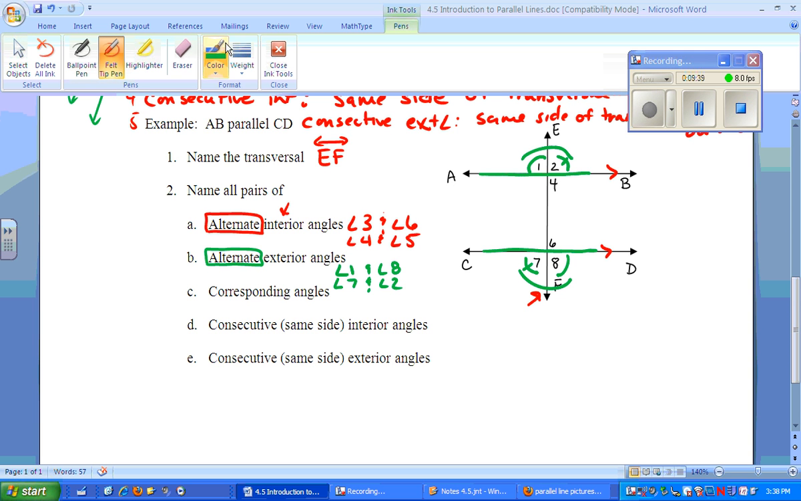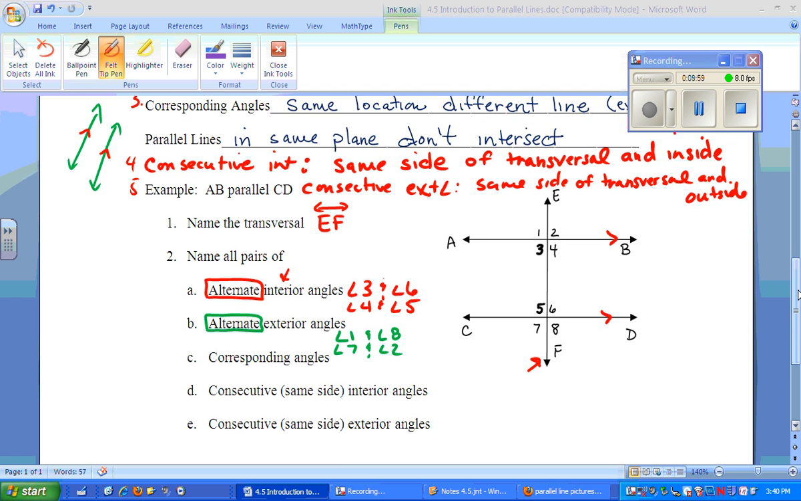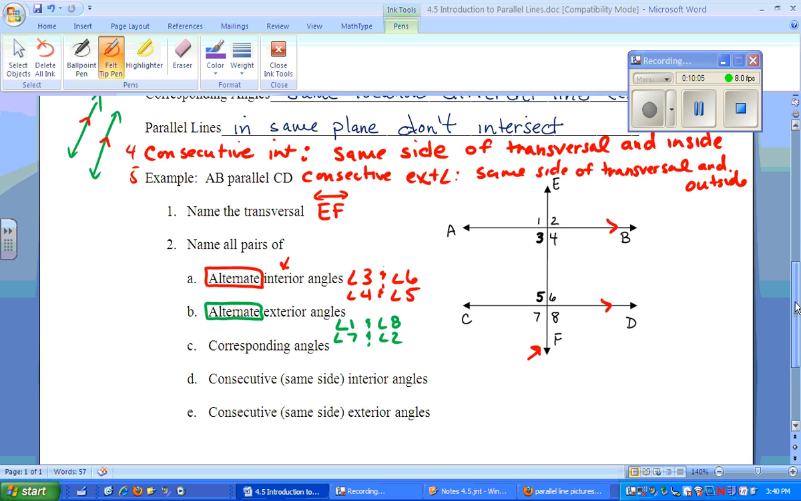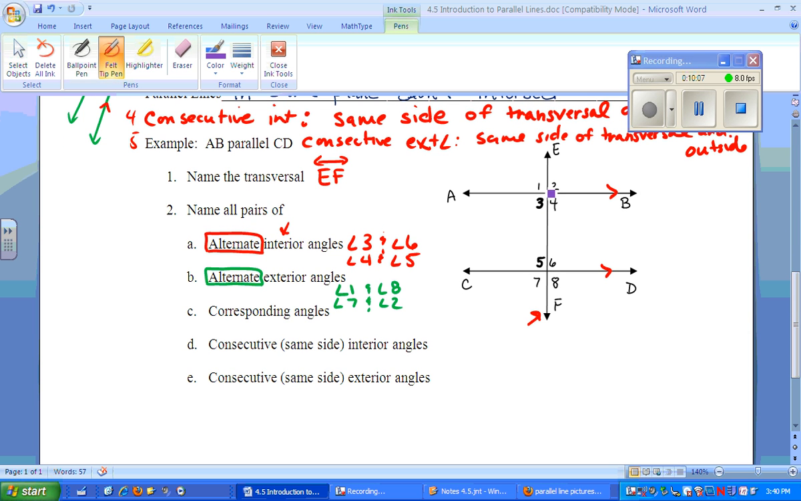Okay. Corresponding now, that one has a lot more to go into it. So if we have 2 for alternating interior and alternating exterior, when we get to corresponding, we're going to end up having 4. So corresponding angles, if we go back up, have the same location, but they're using different lines. So this is what I will refer to as a pod. These four, numbers 1, 2, 3, 4, that's one group, that's a pod. The second pod is 5, 6, 7, 8. So it's a group cluster of 4 is what we're saying.